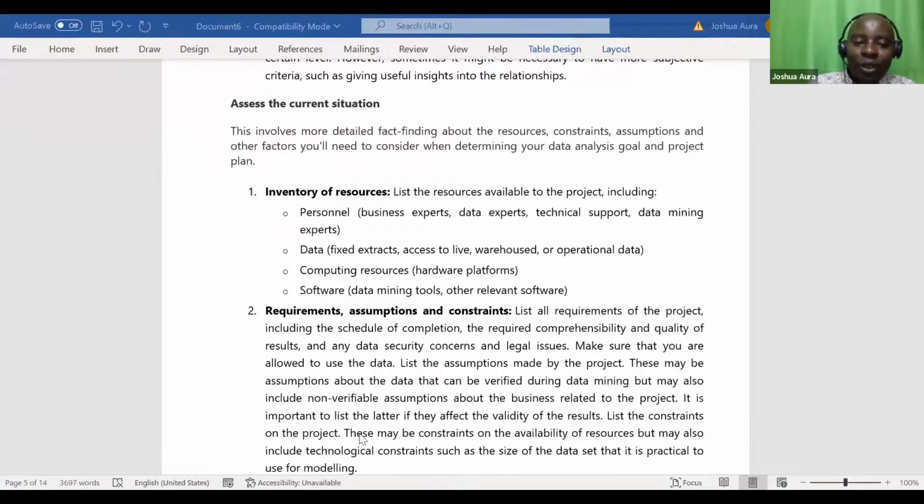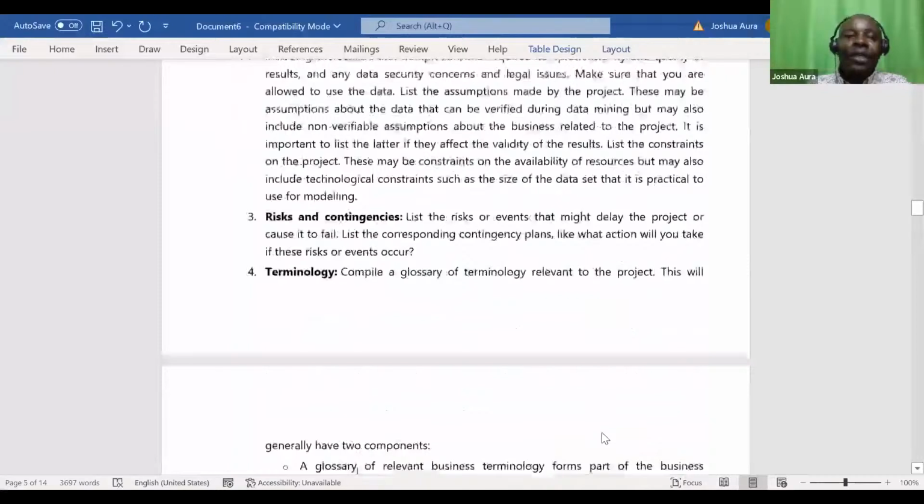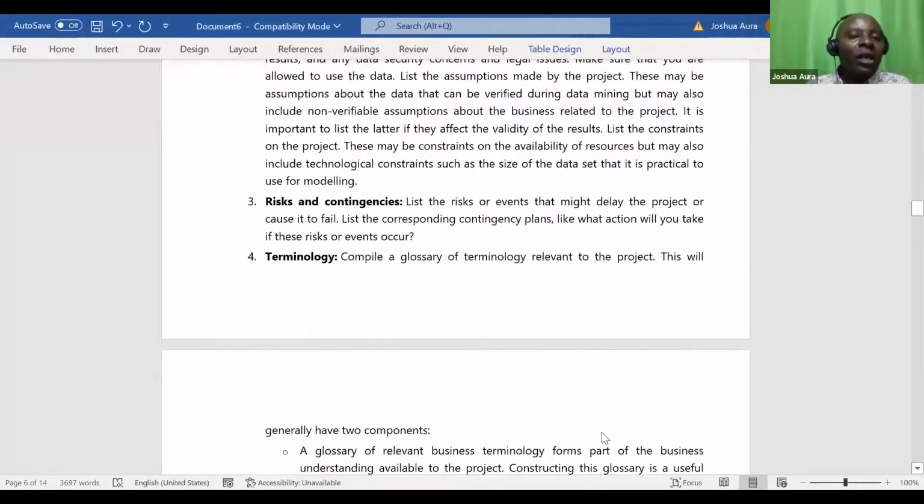List the constraints on the project. These may be constraints on the availability of resources, but may also include technological constraints, such as the size of the data set that is practical to use for modeling. Risks, it's very important. What may go wrong? List the risks or events that might delay the project or cause it to fail. List the corresponding contingency plans, like what action will you take if the risks or events occur.